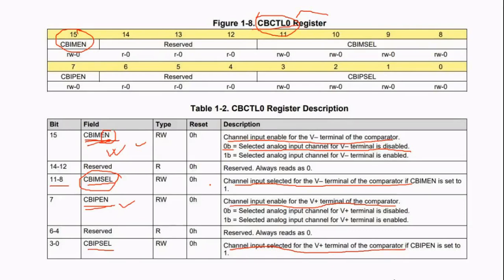Whenever you want to use any input, you have to configure the CBCTL0 register so that you can choose from which terminal you want the input of the comparator.